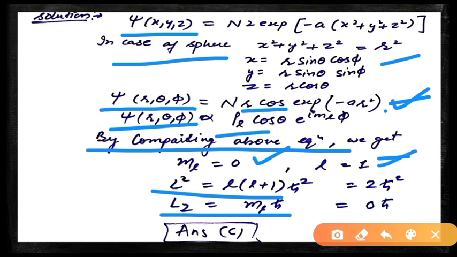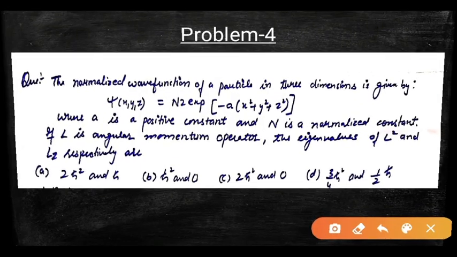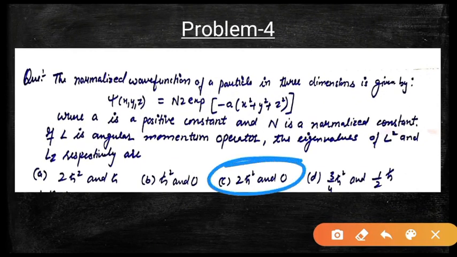So here L square is equal to l(l+1), and that will become 2ħ square. And Lz equal to mₗħ. So here mₗ is equal to 0, so we have 0ħ. So the eigenvalue for L square is 2ħ square and the eigenvalue for Lz is 0. So here option C will be the right answer.